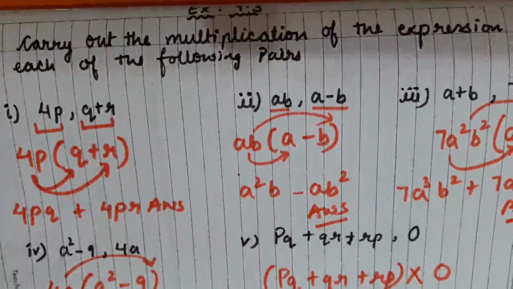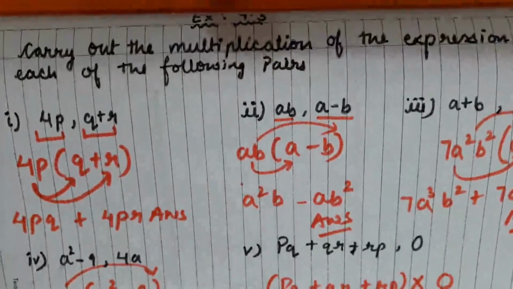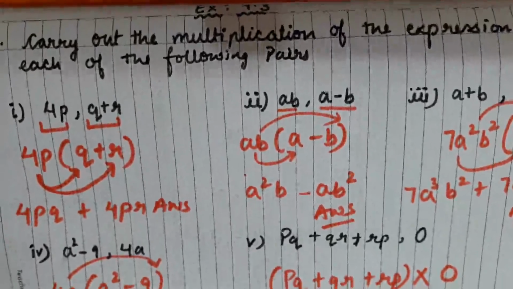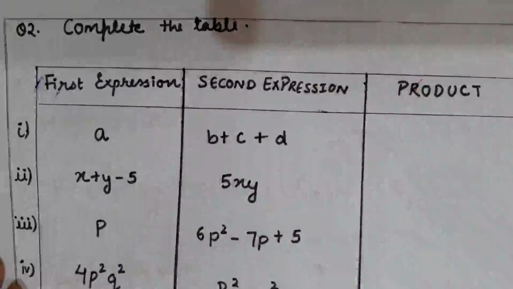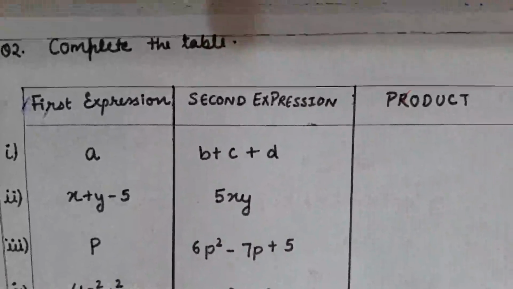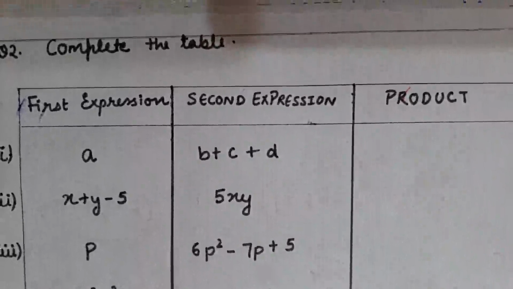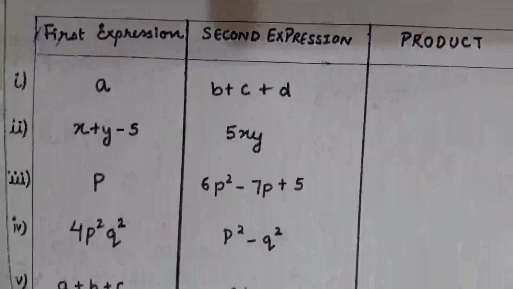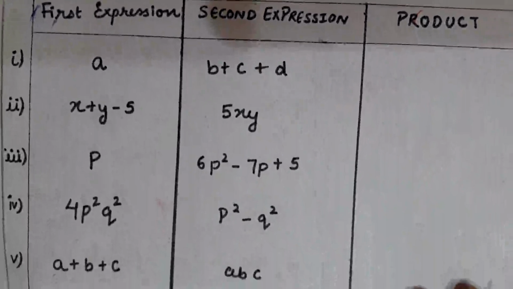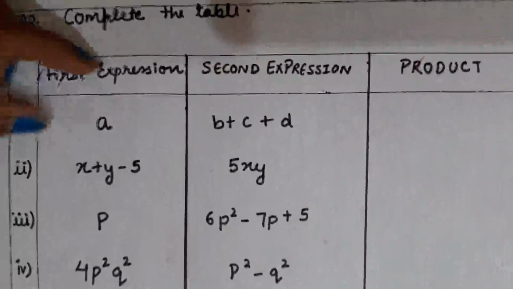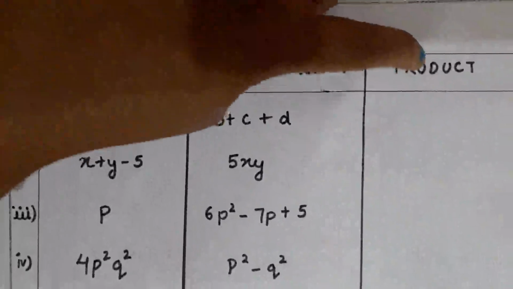Exercise 9.3 question number 1, all the parts I have solved. Now let's move to the next question. In question number 2, exercise 9.3, again you have to complete this table. The first 2 I'm going to solve, and the next 3 you have to do as your homework. See, first expression, second expression, product you need to find.